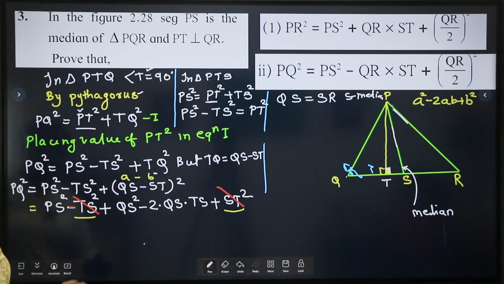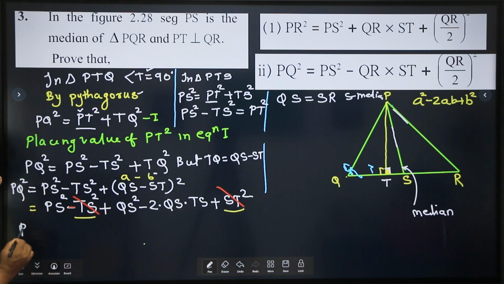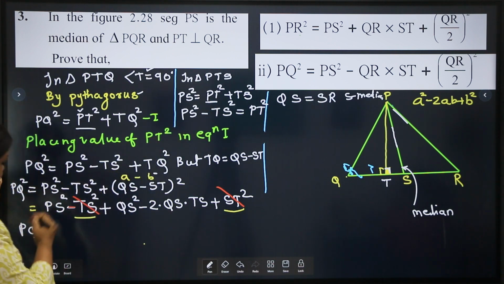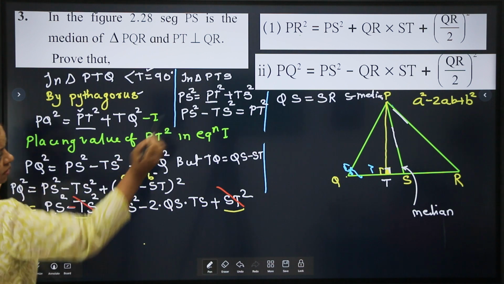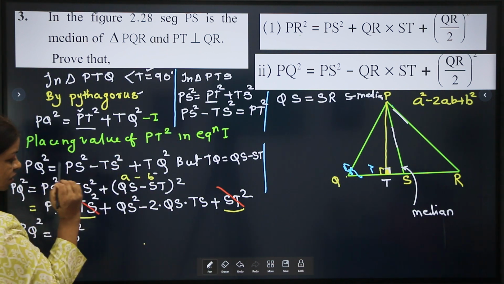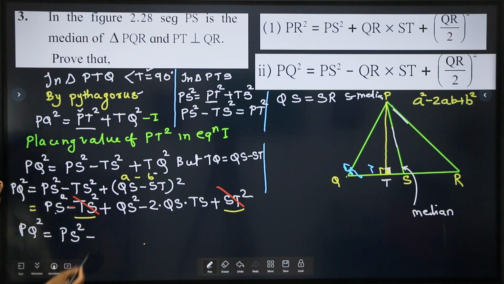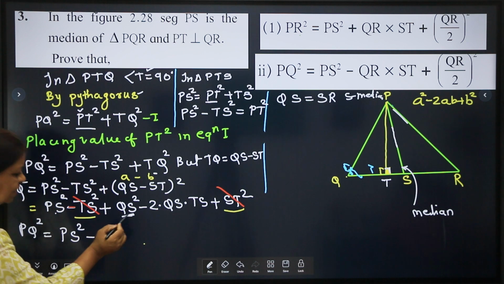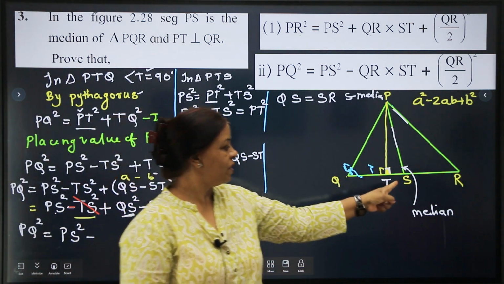So what is left with us? Left is PQ square. Yes, I wanted PQ square, is equal to PS square. I got PS square. Yes. Then after that, minus, plus QR square, QS square. Okay. What is QS? QS is equal to SR. QS is equal to SR.